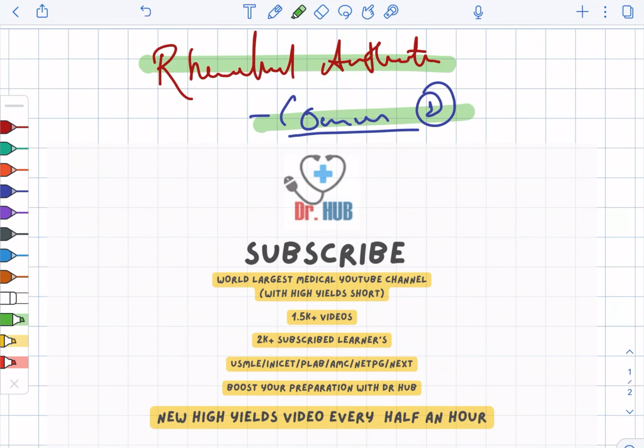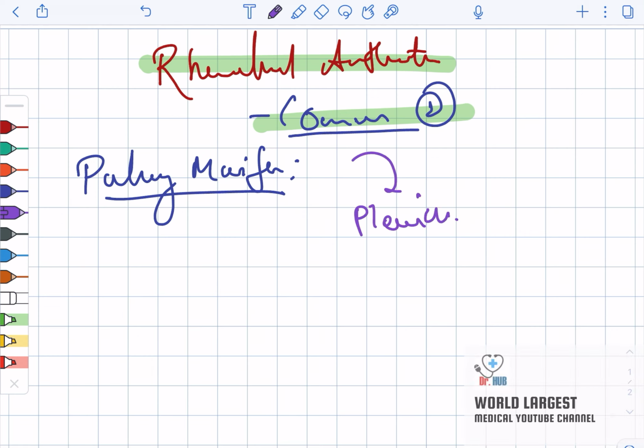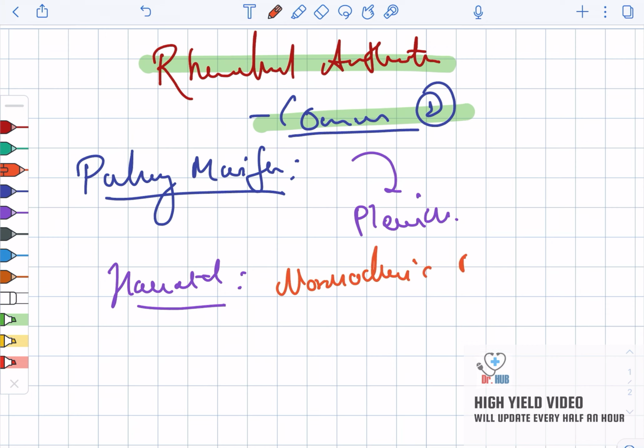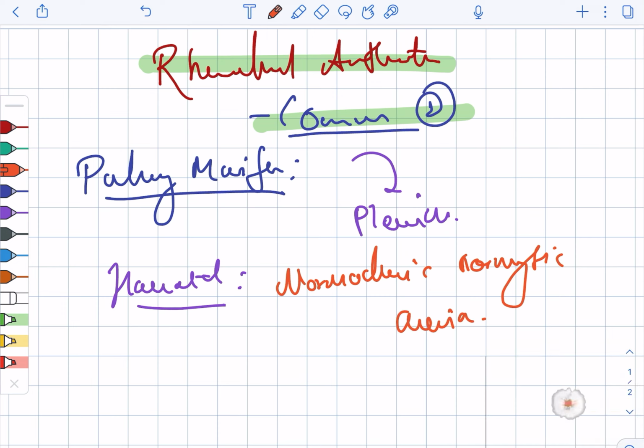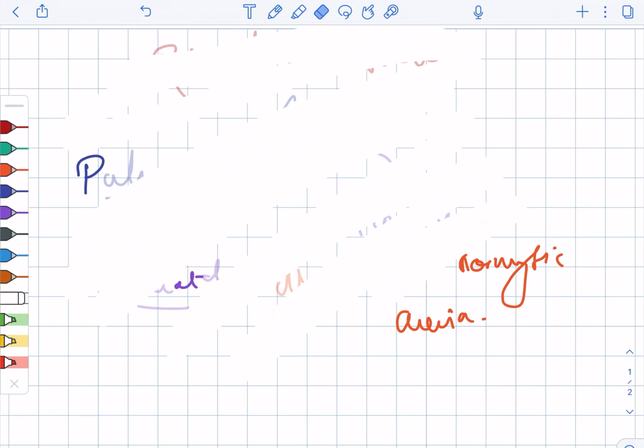Rheumatoid arthritis and the common manifestations. So here we are looking at the pulmonary manifestation. In case of the pulmonary manifestation, it involves pleuritis, and looking at the hematological, it involves normochromic normocytic anemia.